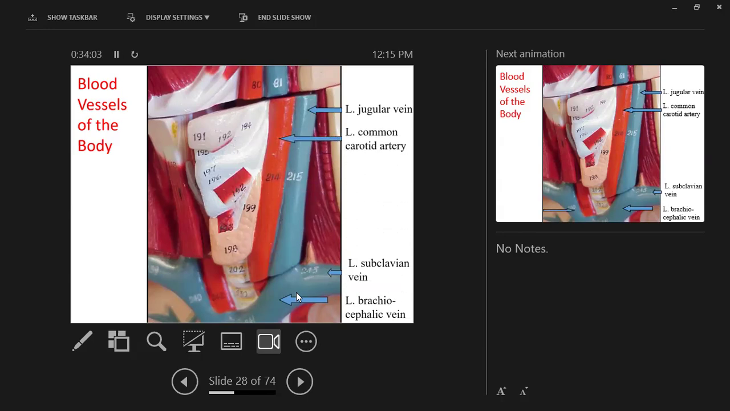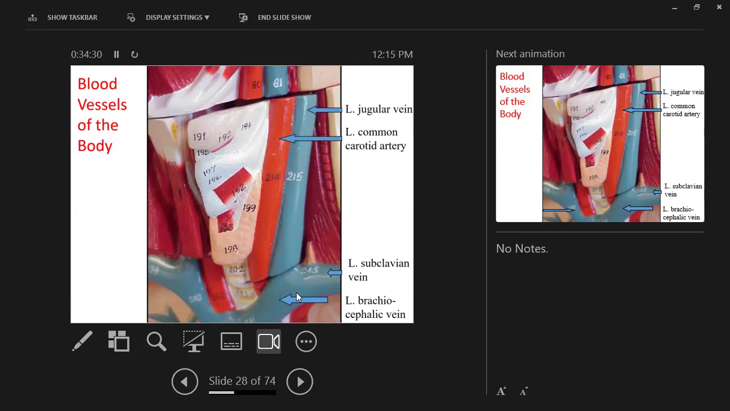Here we see the left common carotid artery. Now the left common carotid artery is coming up off of the middle artery right here. This is the aorta, the aortic arch. You've all got one in front of you. The aortic arch comes up and curves down. And this middle artery right here is the left common carotid.